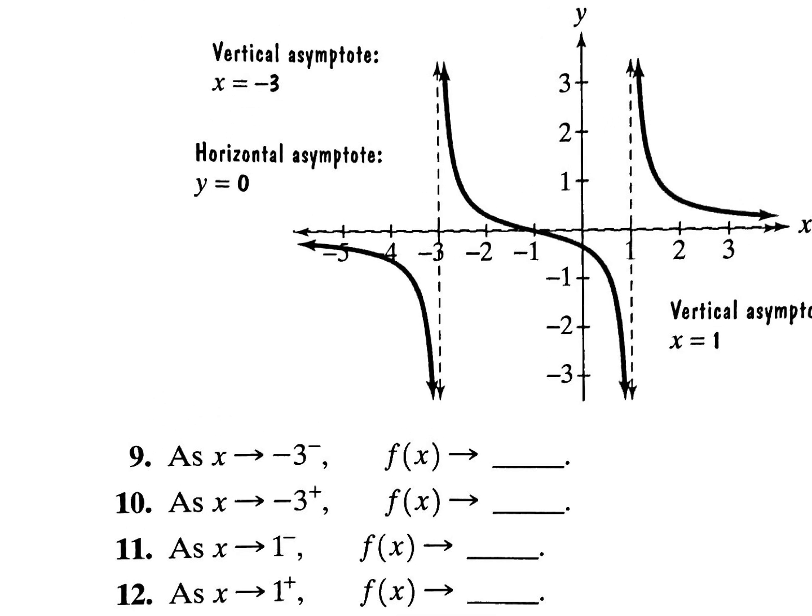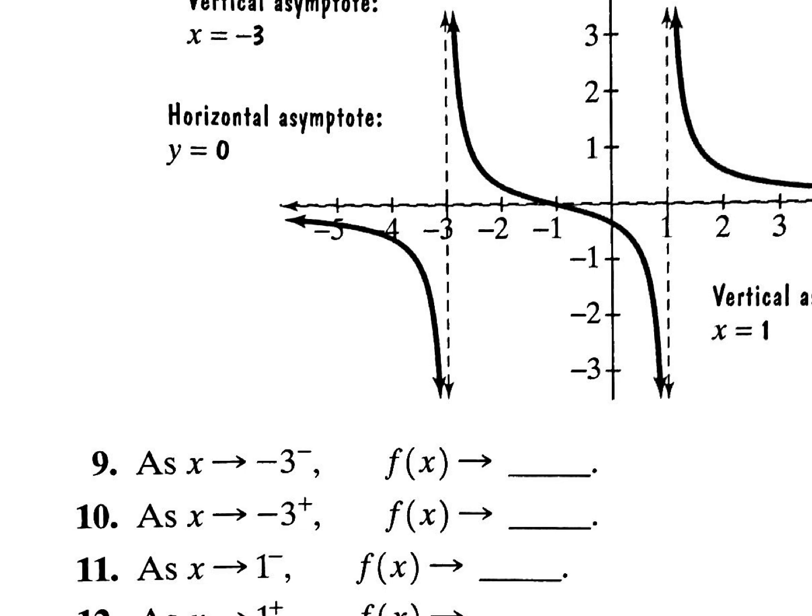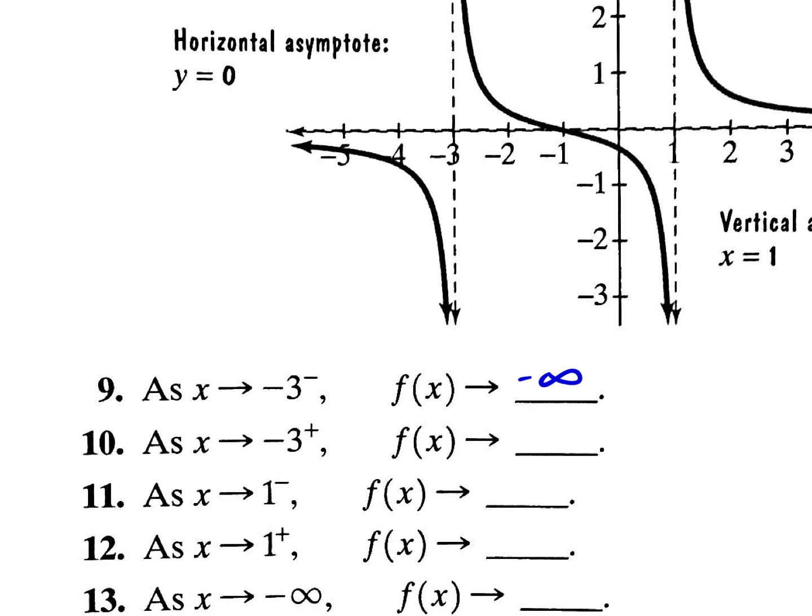So it says for number 9, as x goes to -3 from the negative direction, where is f of x going? So where's our y going? Negative infinity. As x goes to -3 in the positive direction, where's our y going? So from this way, where's our y going? Positive infinity.